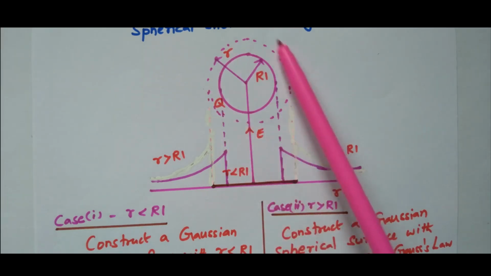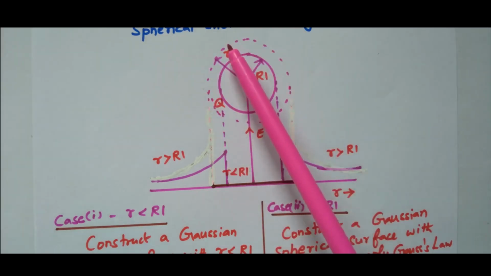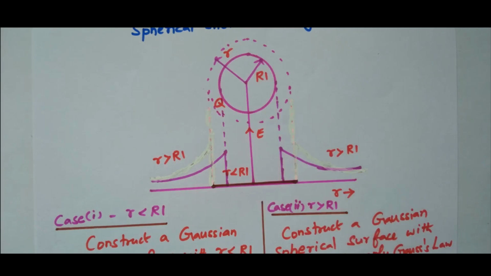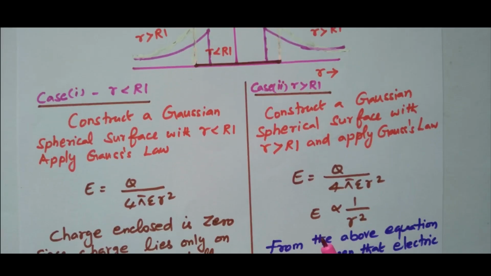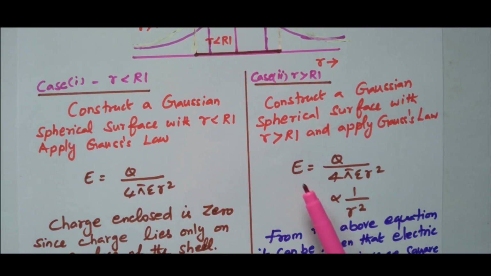What is available in the diagram as it is? This R is located outside. So what will happen? We'll see that if it is located outside, E equal to Q divided by 4 pi epsilon r square. Now the charge is available outside. In the previous case, inside the charge is not available. Now the charge is available.